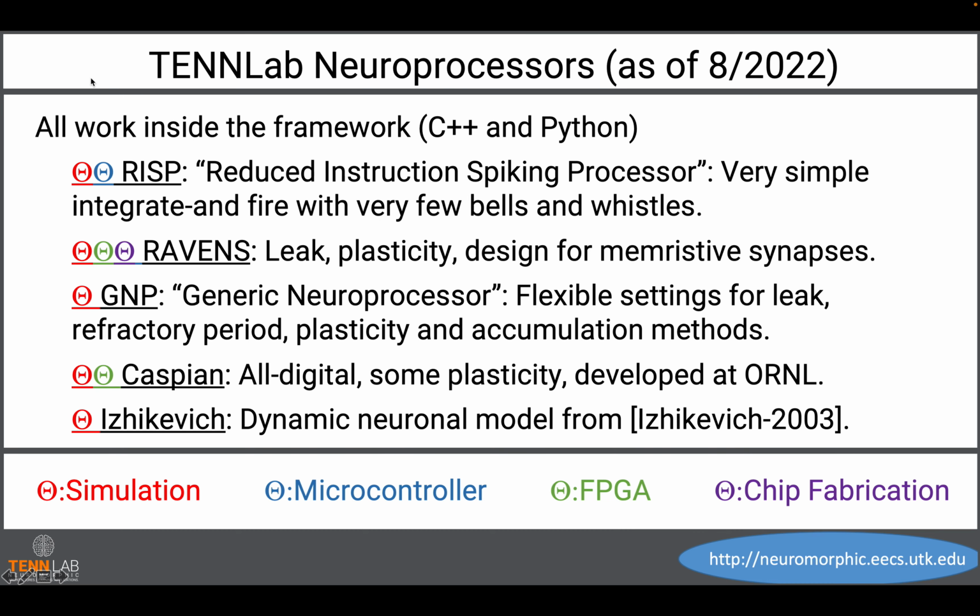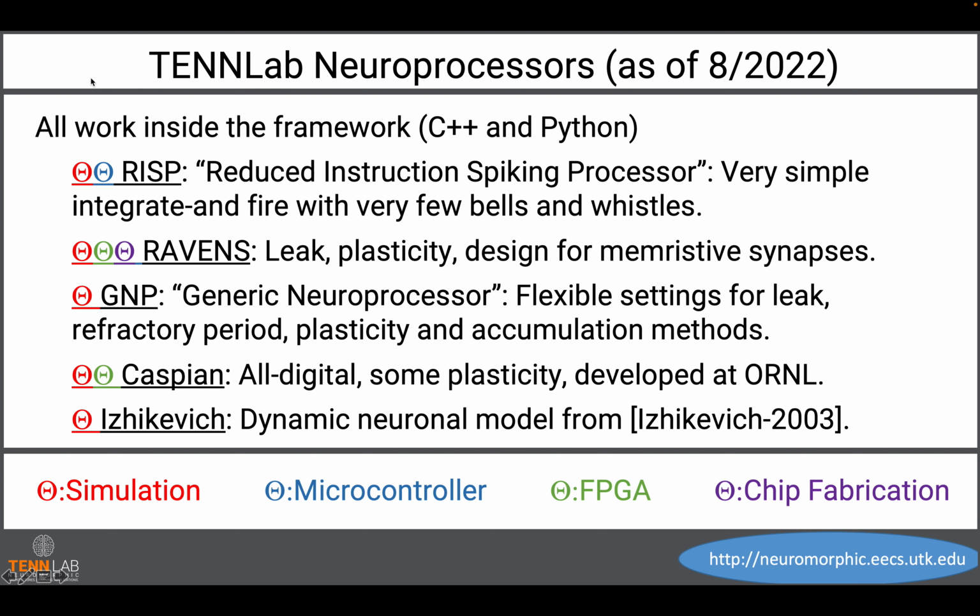Okay, in TENNLab, we've got 5 neuroprocessors now that compile and run within the framework. And I just have them listed here. So we have RISP, which is what I'll go over today, which is an extremely simple integrate and fire processor. We have Ravens, and Ravens is part of our Air Force funded project where we're looking to build neuroprocessors with memristive components. And so that's Ravens.